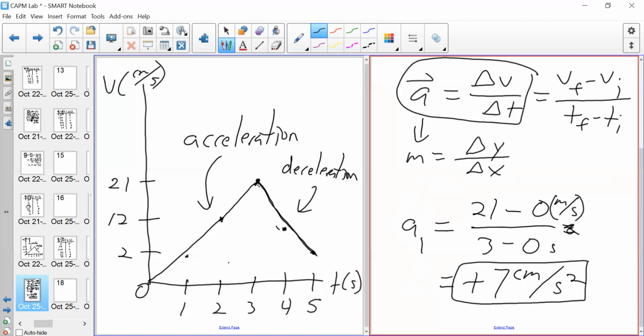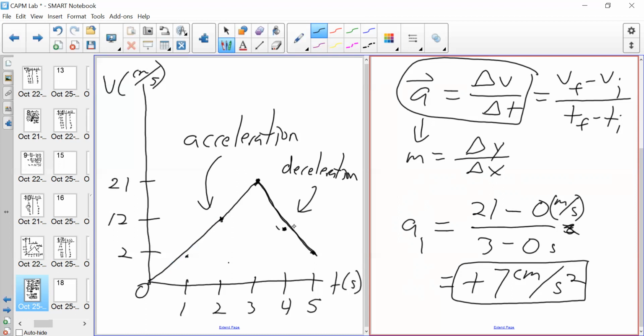Every second. This is what this says. The rate of acceleration, or the rate of velocity change, technically, is 7 centimeters per second squared, 21 divided by 3. So this is the value of the acceleration from 0 to 3.